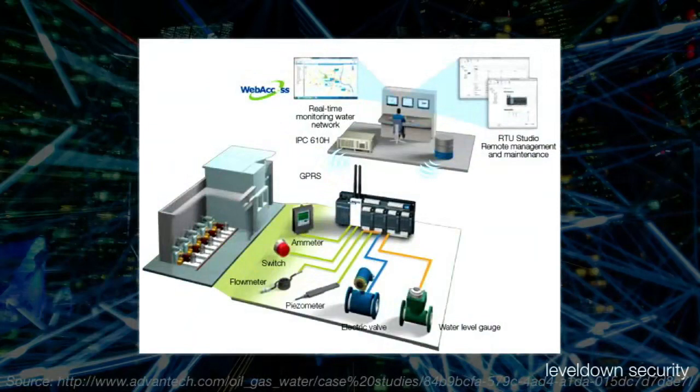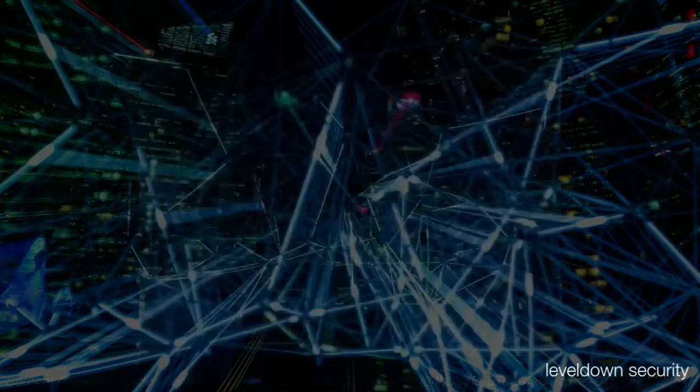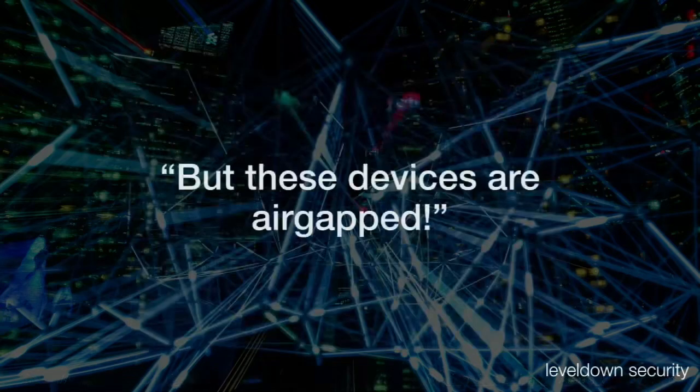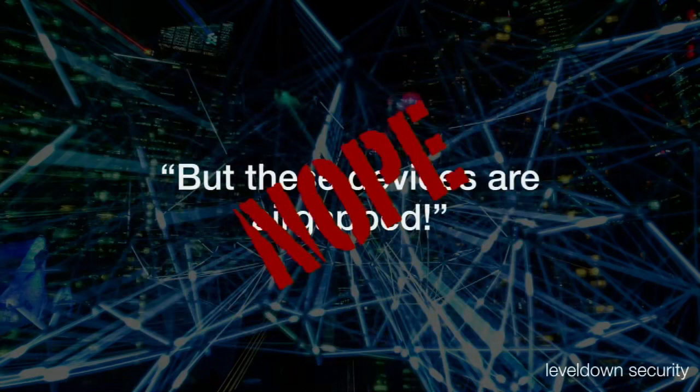their examples, for example, use GPRS to remote control valves, to remotely monitor systems, and so on. So in this case, from Advantech, and Moxa has the same examples of remote controlling pumps. And so these are not only used to gather sensor data, they're actively used to control things remotely. And so these devices are absolutely not air-gapped.